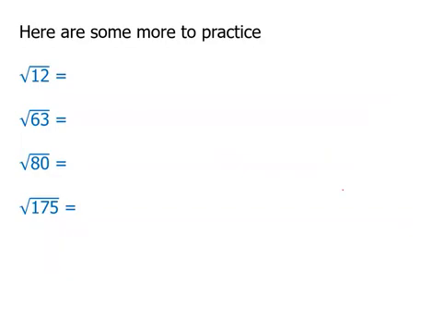So here's some more to practice. Pause the video and then we'll talk about this. Okay, in each case what we're doing is we want to express the number under the radical as the product of a perfect square times something else. So 12 is divisible by a perfect square. It's divisible by 4. So I'm going to write it as 4 times 3. And then, of course, square root of 4 is just 2. So then this just simplifies to 2 root 3.